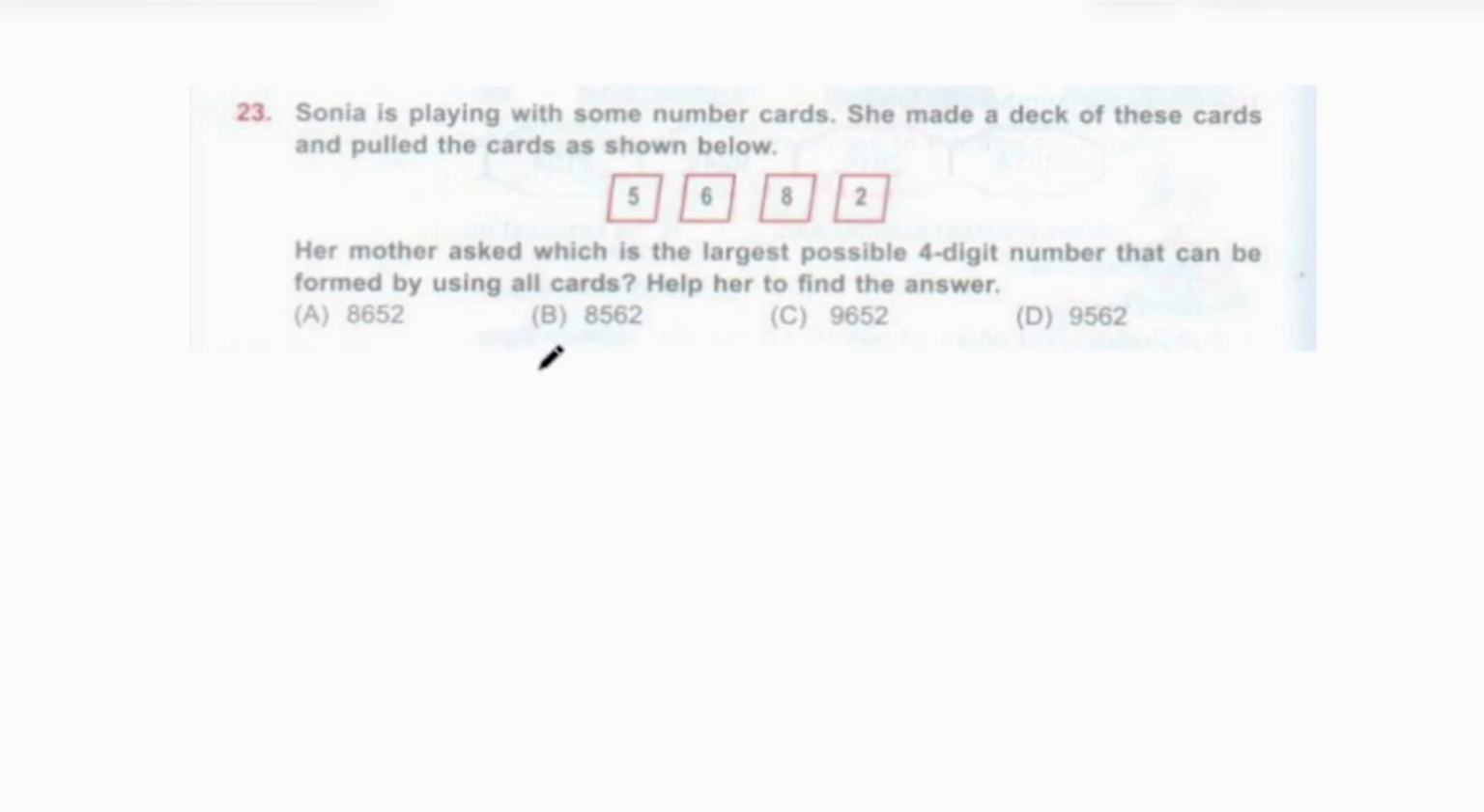So, if you see the numbers are 5, 6, 8, 2, what you need to do is first write these numbers in descending order. Since we need to find the largest number, always use the descending order. So the biggest number is 8. Then you have 6. After 6, you have 5. And lastly, you have 2. So your descending order is 8, 6, 5, 2, which is option A.